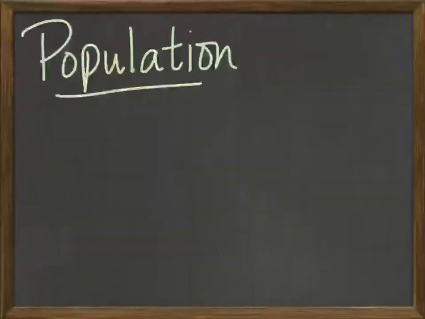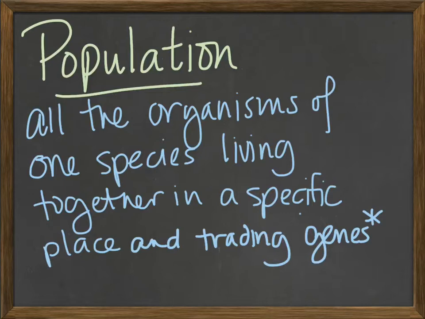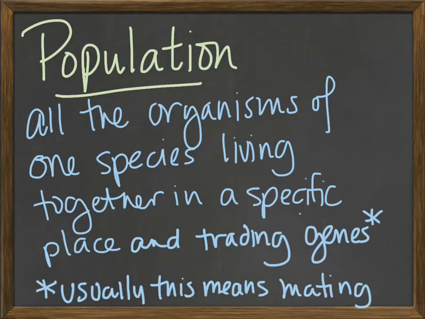So when we use the word population in ecology, and we are actually going to start to use it in the ecological sense here, it means all the organisms of one single species that are living together in a specific place and trading genes. Now, usually trading genes means mating. It gets a little complicated with bacteria, but we'll get there.